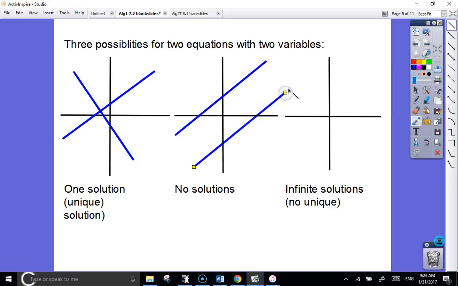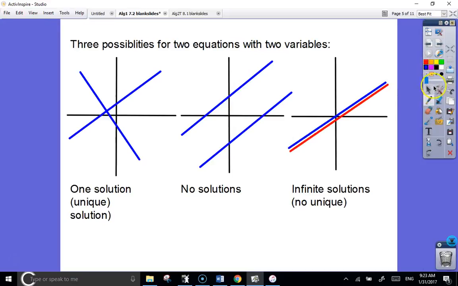Okay. And what does it look like if they have infinitely many solutions? It's actually one line right on top of the other, right? So how many points do they share? Infinitely many points. So here's one, and we'll change colors. Try to make it look like it's the same line. So this means M1 does not equal M2. They could have the same y-intercept, but they have to have different slopes.